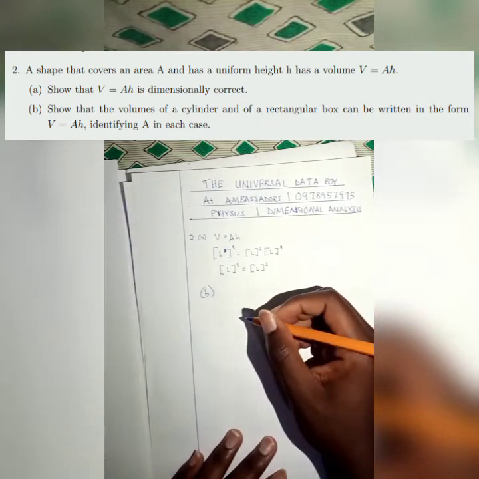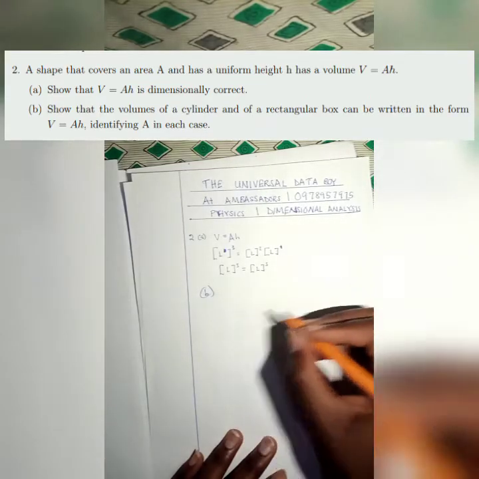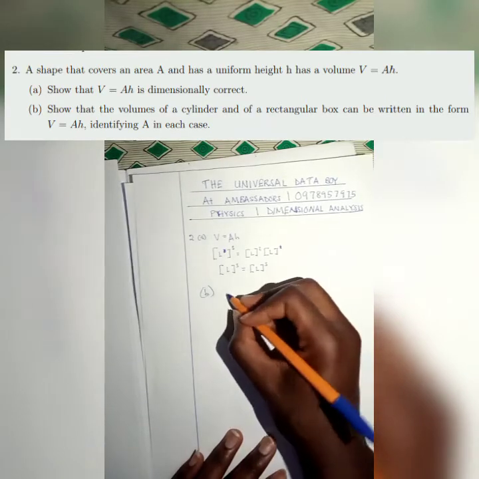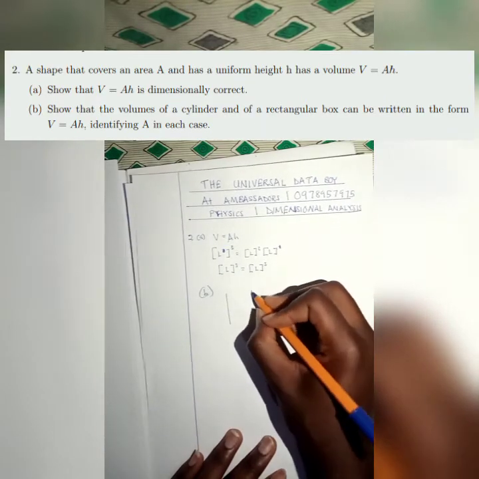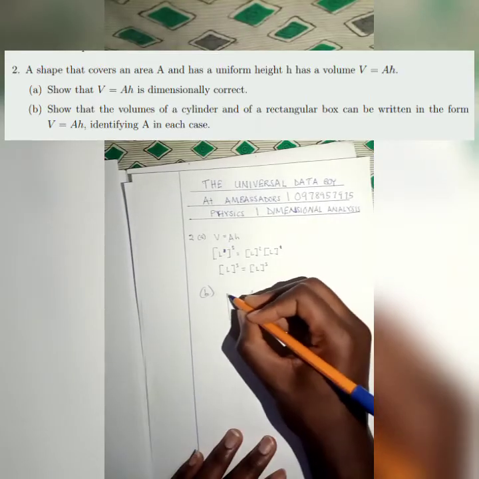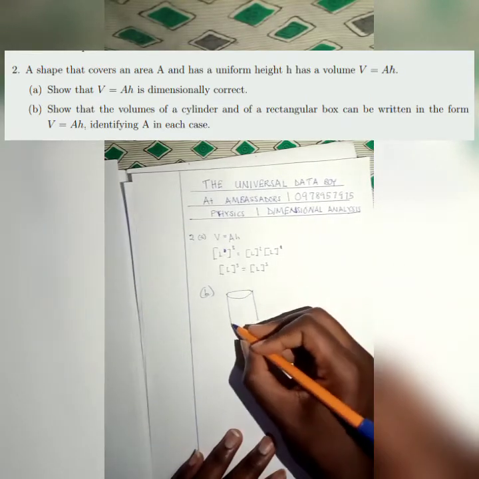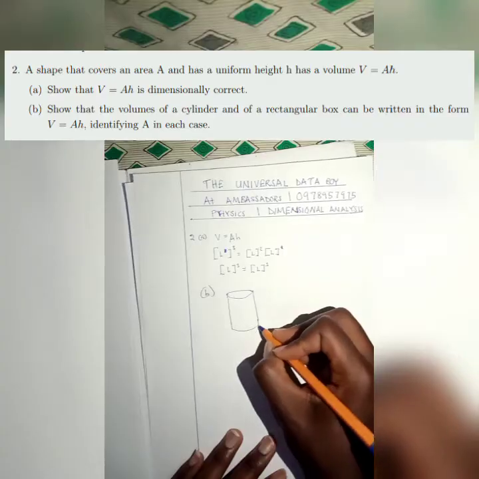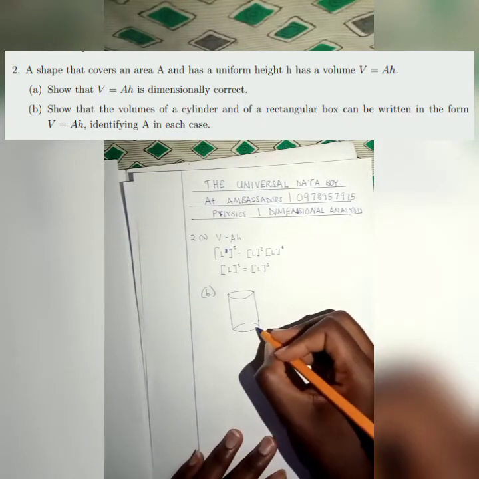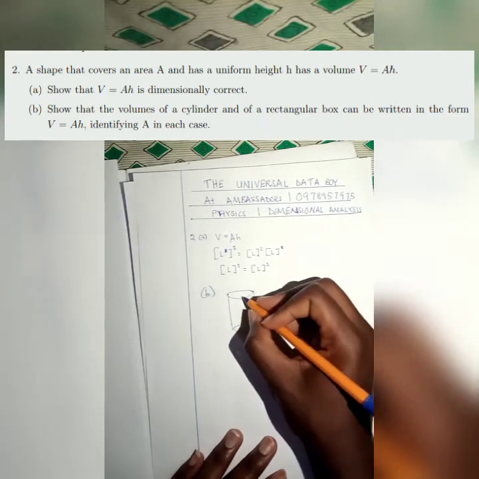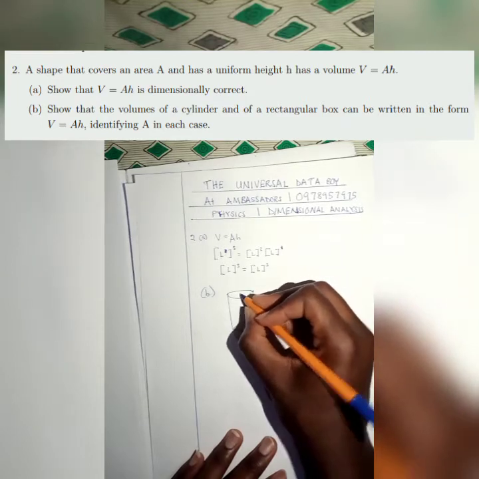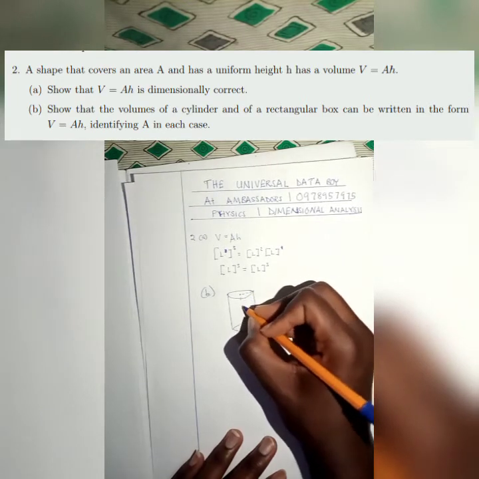And then for B: show that the volume of a cylinder and a rectangular box can be written in the form V = Ah, identifying A in each case. So now we have a cylinder. A cylinder looks something like this. Forgive my drawings. I'm not an artist, I'm a scientist though.